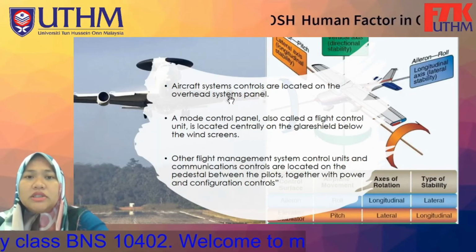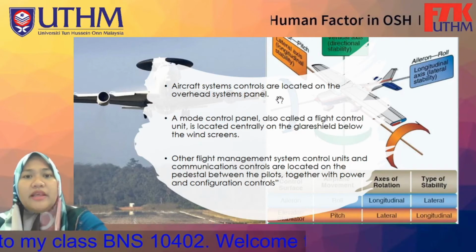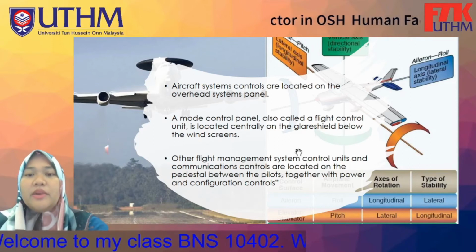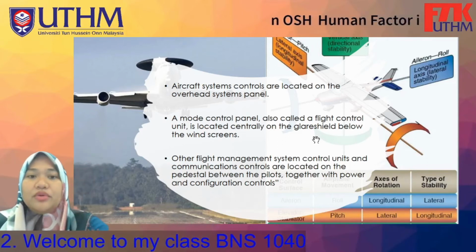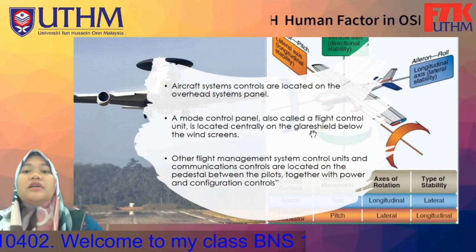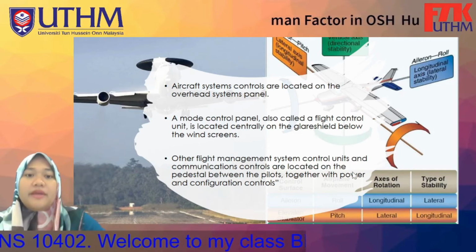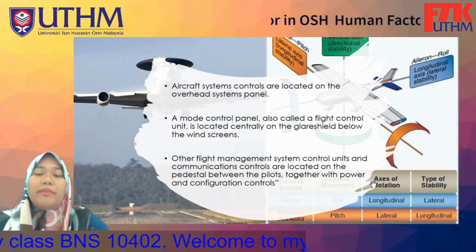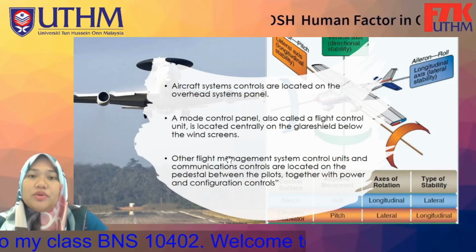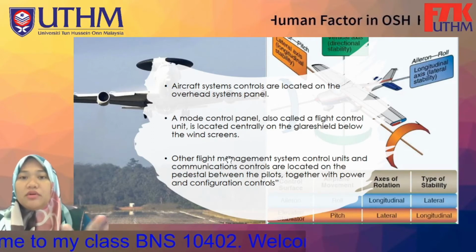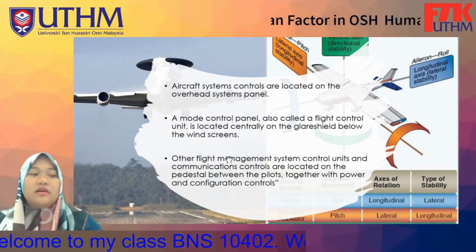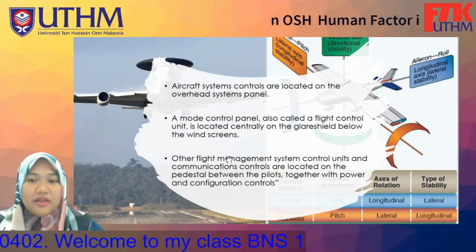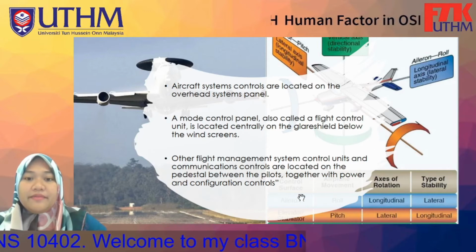Aircraft system control is located at the overhead system panel. A mode control panel, where is it located? It's also called a flight control unit, located centrally on the glare shield below the windscreen. Other flight management system control units and communication control are located at the pedestal between the pilots, together with the power and configuration control. It means that all the control system panels are located in front of, nearest to the pilot itself.